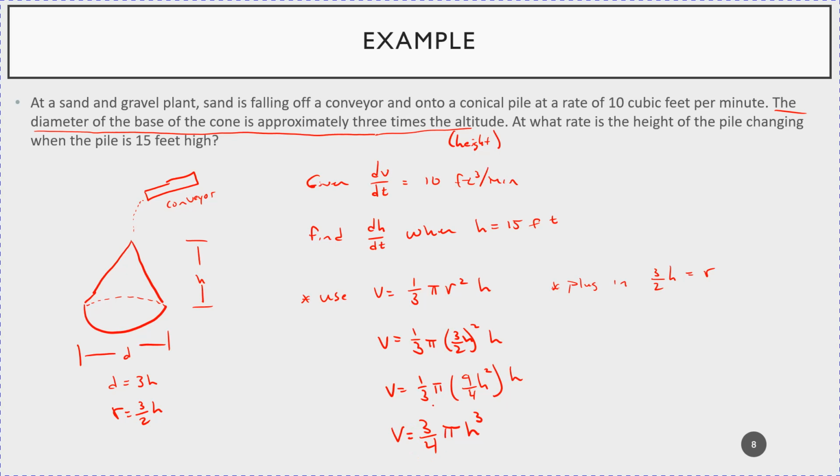I'm going to go to the next slide so that you can actually see the work. I boiled it down to a single equation that relates the variables. So now I'm just going to follow the rules: differentiate both sides with respect to t. And remember, dV/dt is 10 cubic feet per minute, and we want to find dH/dt when the height is 15 feet.